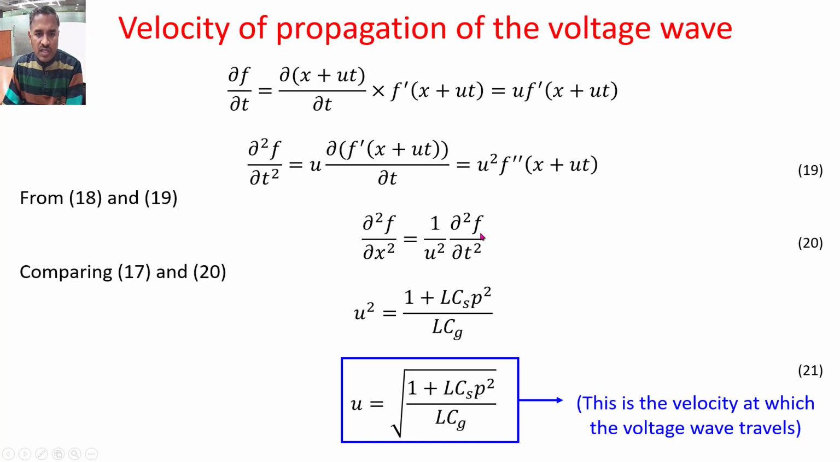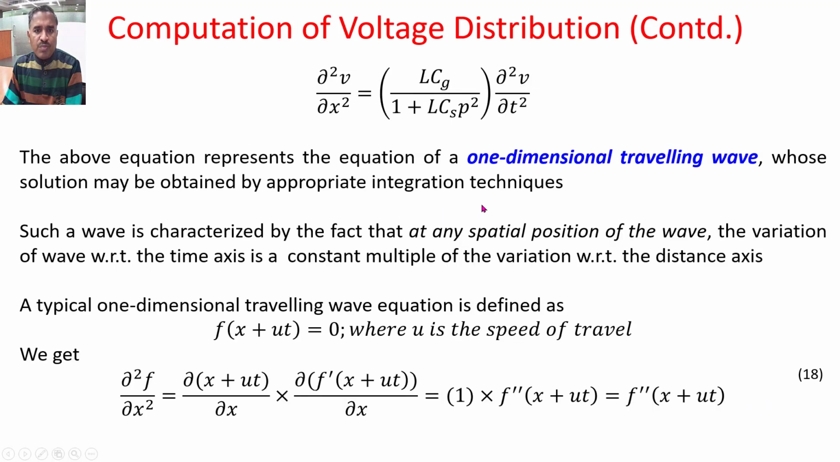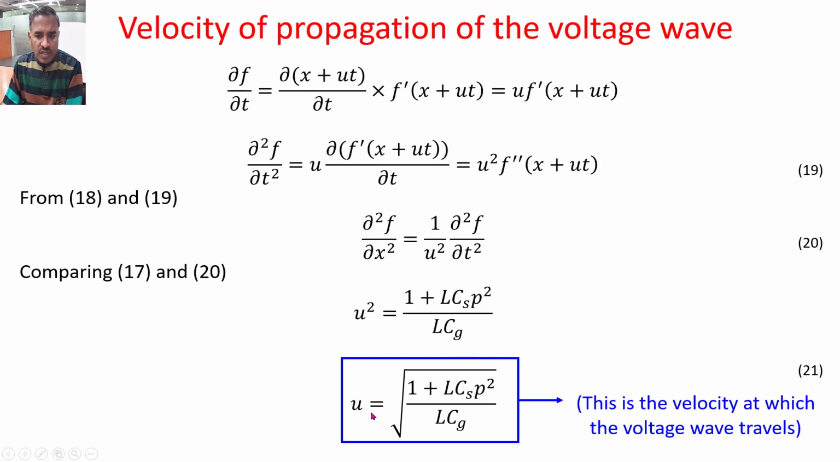This is the final relationship, and comparing this relationship with our equation, we obtain the relation between propagation velocity u and this one. So u can be written as root of (1 plus LCS p²) by LCG. This is the velocity at which the voltage wave travels. Now obviously the voltage wave depends on the frequency of the applied voltage. So the velocity of propagation of a particular wave is dependent on its frequency.